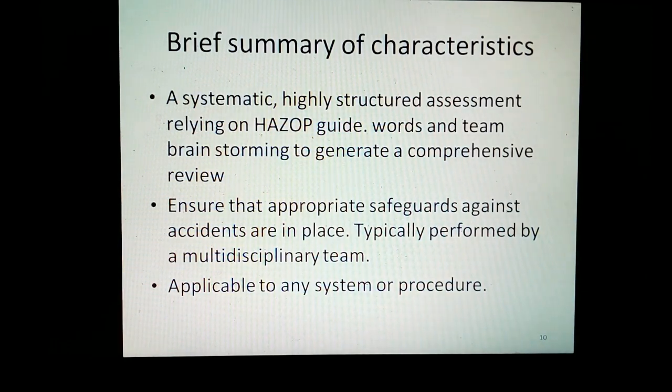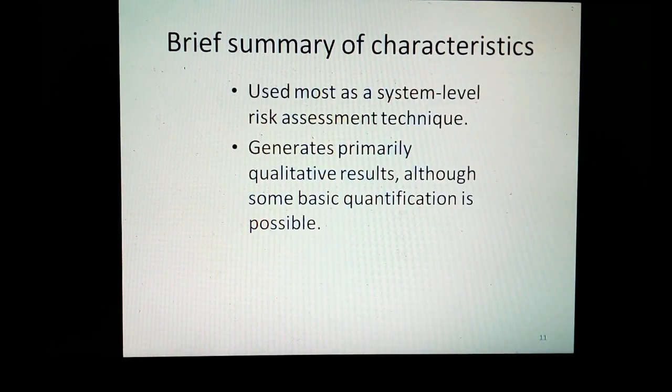Brief summary of characteristics. A systematic, highly structured assessment relying on HAZOP guide words and team brainstorming to generate a comprehensive review and ensure that appropriate safeguards against accidents are in place. Typically performed by a multidisciplinary team, applicable to any system or procedure. Used most as a system-level risk assessment technique. Generates primarily qualitative results, although some basic quantification is possible.